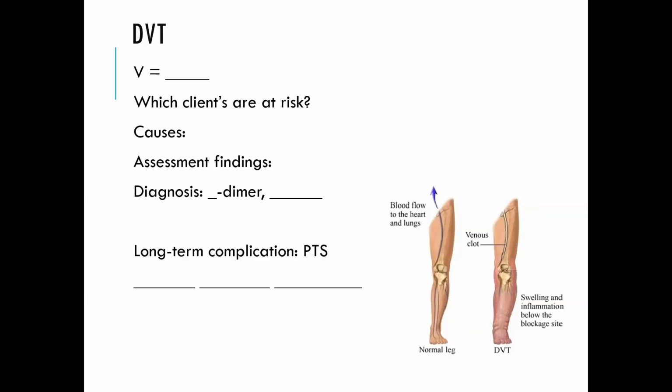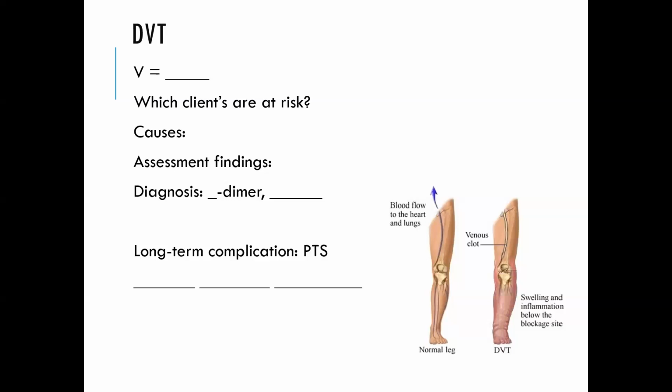So what are you going to see with a DVT? Well, for a superficial DVT, so it's in a superficial vein, it means it's closer to right up underneath the skin, right? You're going to see warmth, maybe redness. You may see some erythema if it's superficial, but they're going to report pain, tenderness, warmth.